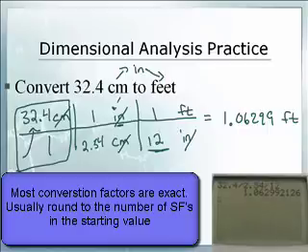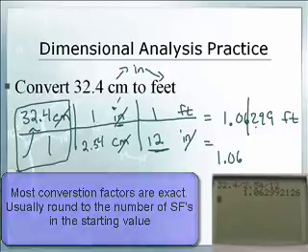Basically, it's based on your initial measurement, your first measurement. Don't let your conversion factors limit your sig figs. So I'm going to round that to 3 sig figs, which would be the 6, the 1.06. That 2 right there does not round that. So that'll be 1.06 feet.